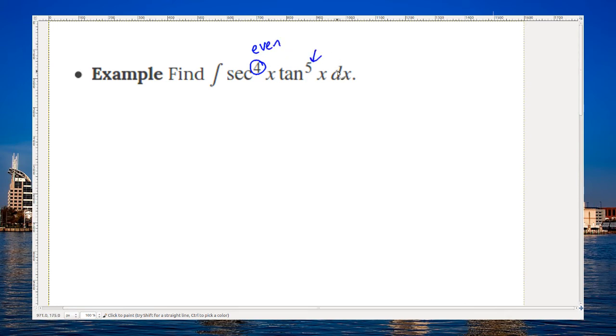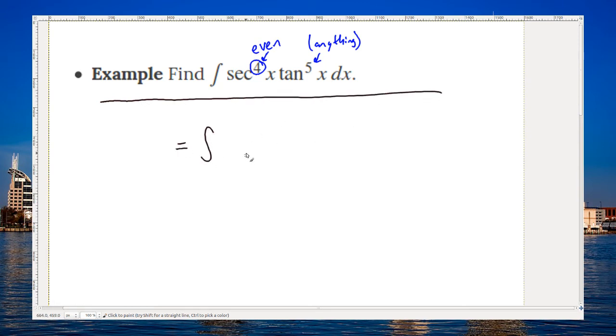Doesn't matter what that is. All right, that could be anything on that tangent there. But what's important is that the secant's power is even. All right, why is that important? Well, what it allows us to do is take two of those secants and bring them out to the side. So I'm taking out two of the secants, leaving two. All right, and here's the two on the side.